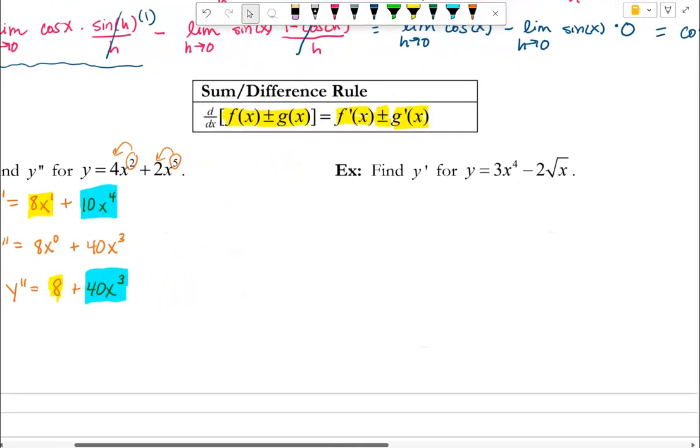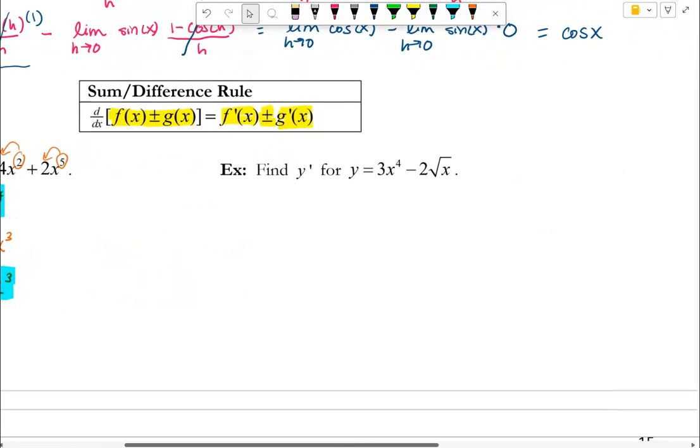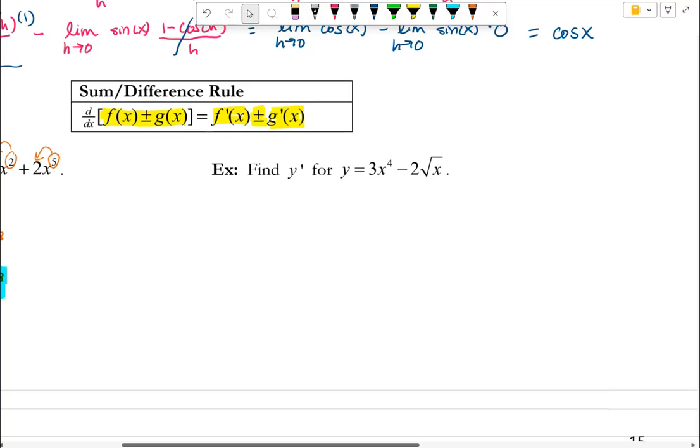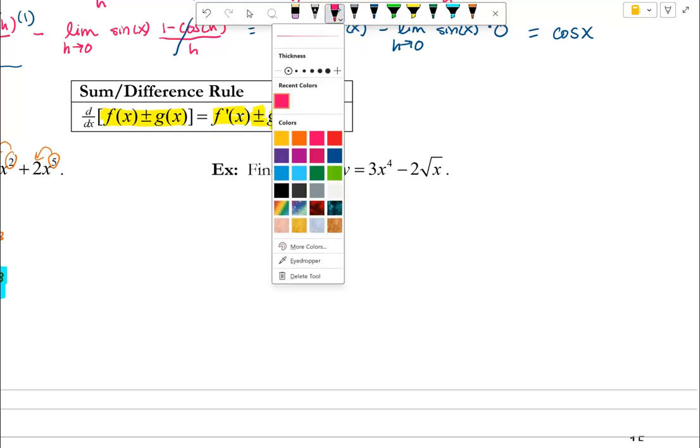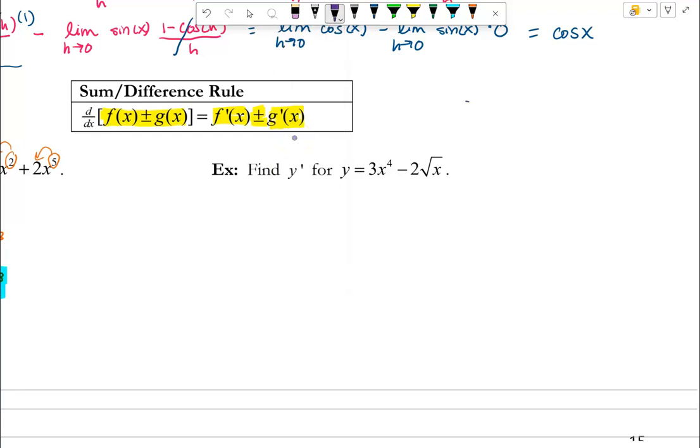All right, the next example, we're asked to find y prime for y equals 3x to the fourth minus 2 root x. And remember, we don't have a rule for radicals, but we do have a rule for dealing with powers. So I'm going to first just rewrite this as y equals 3x to the fourth minus 2 times x to the 1/2 power. Writing that with a rational exponent allows us to use the power rule there.